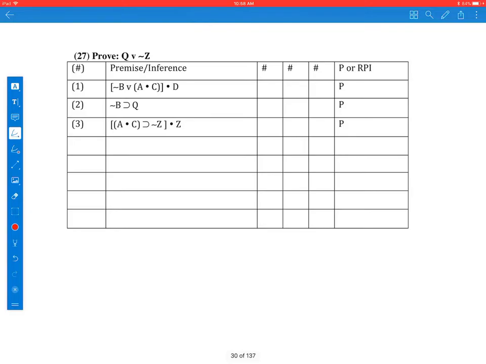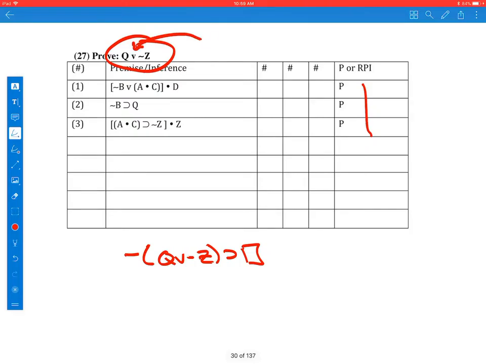All right, so we need to prove Q or not Z. We have these three premises. So let's think about this. Let's look and see if we have a Q or not Z anywhere. We don't see that, and then my second strategy is to look for the opposite of what I'm trying to prove, so that would be Q or not Z, in the antecedent of some conditional. And I don't see that either. So, because this is a disjunction, a couple of strategies come to mind.